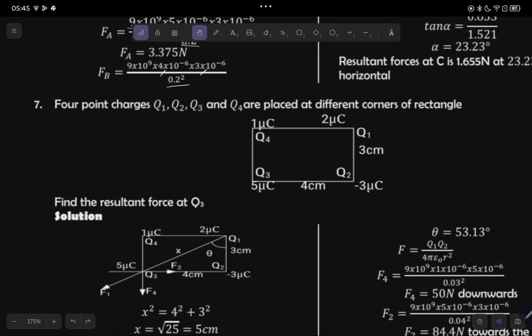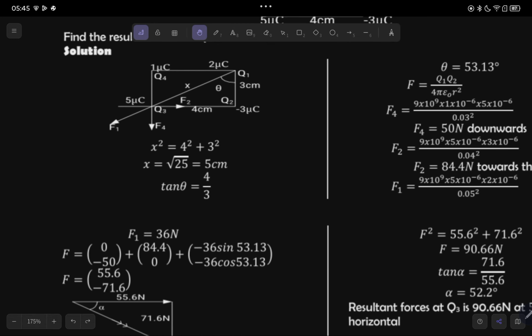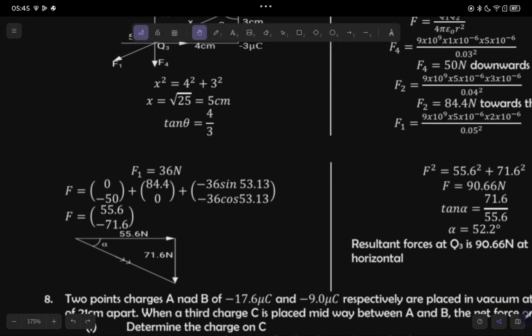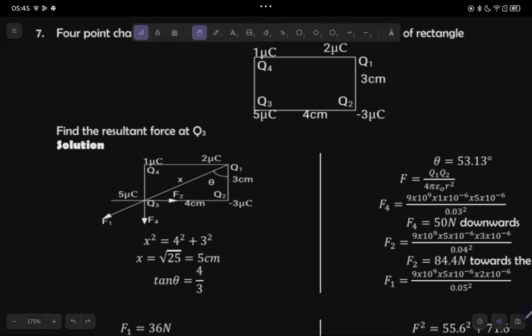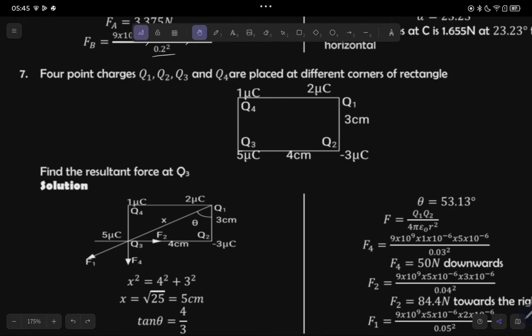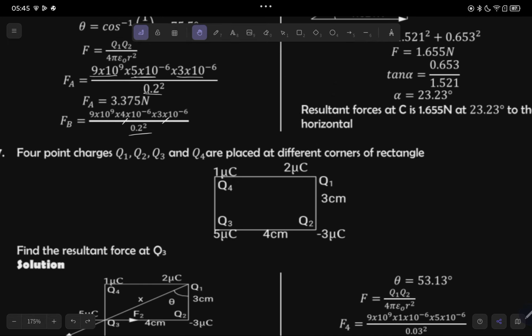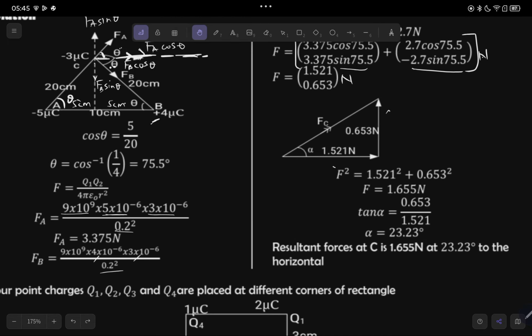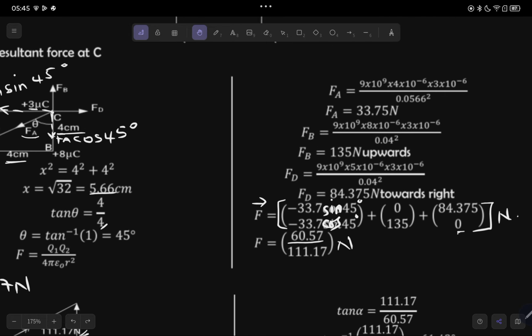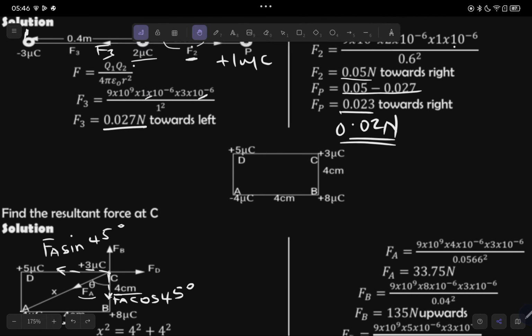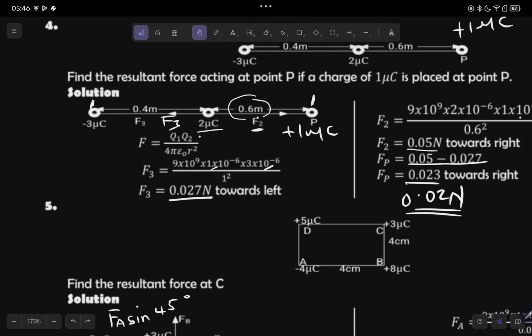We now go to question number 7. Question number 7 is a rectangle, and on the corners of this rectangle, they have applied charges and they are all positive. So this question number 7 is exactly the same in terms of the working. You can follow the working for question number 4.